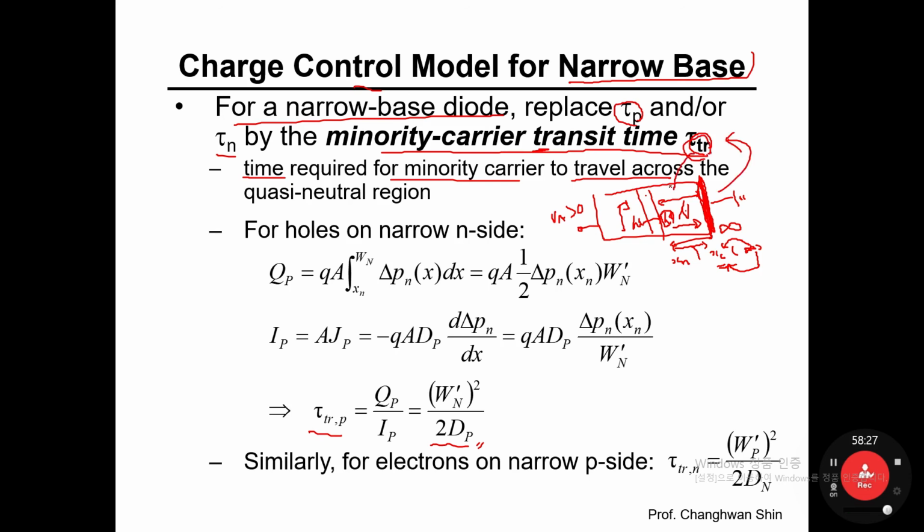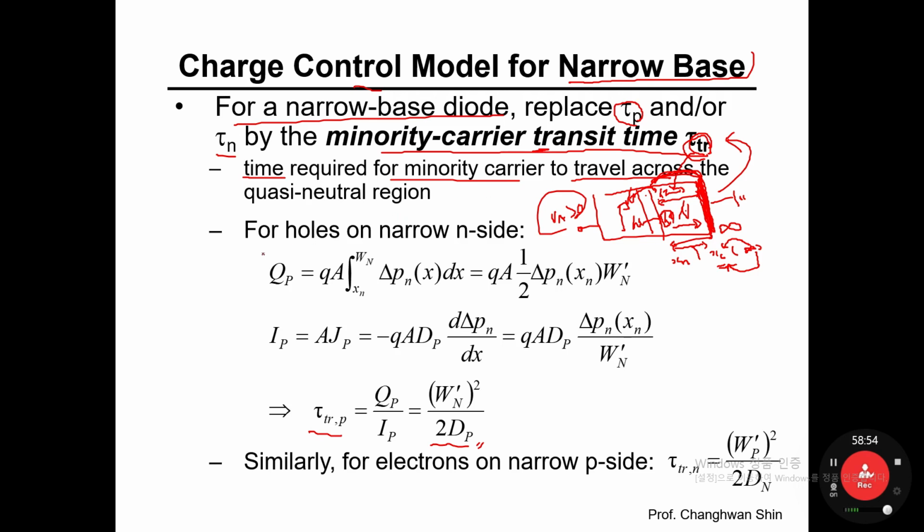The concept of transit time is this: for a narrow base, under forward bias, a hole has been injected and is now moving toward the edge of the n-side region. How much time is necessary to move completely across this n-side narrow base, or n-side quasi-neutral region? Well, the answer is the minority carrier transit time, tau sub tr.